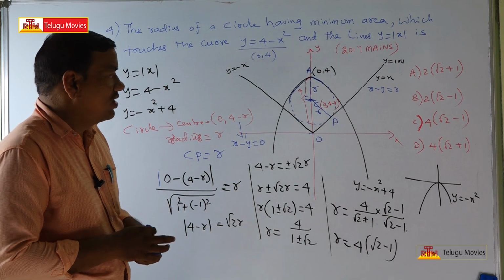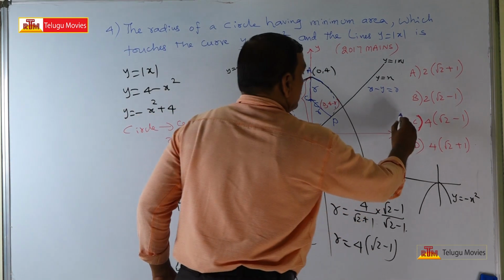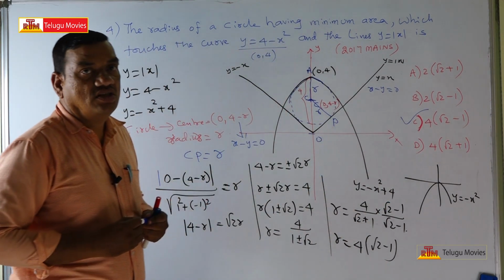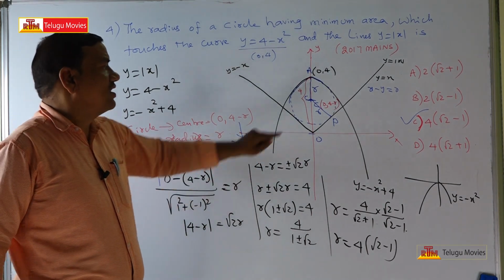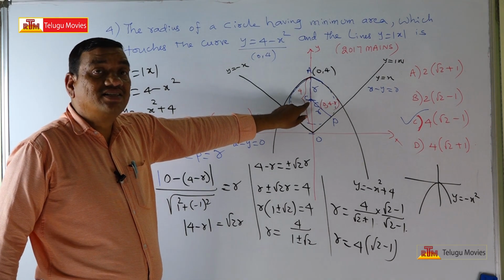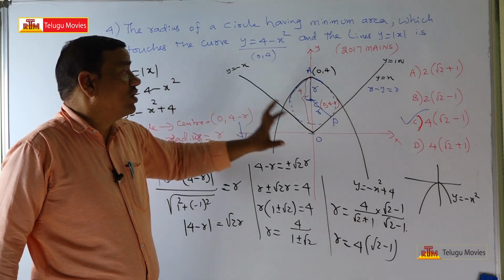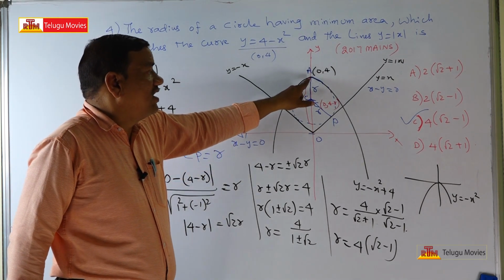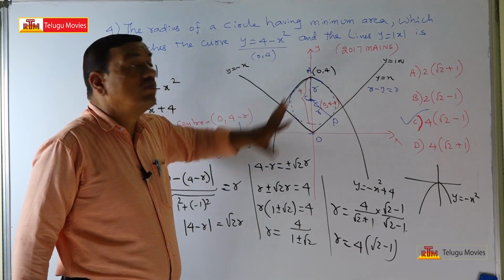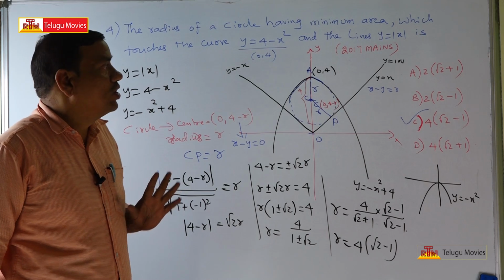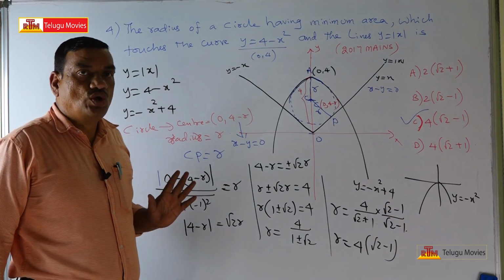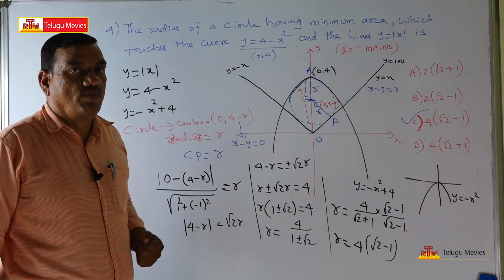So, if you observe, option C is the right answer. Option C is the right answer. Okay, so it's a very, very easy problem. The only thing is finding the center, and moreover, this circle and the parabola both are passing through 0 comma 4. Both are passing through the point 0 comma 4. So, I hope that you understand this solution. So, let us go for the next problem.